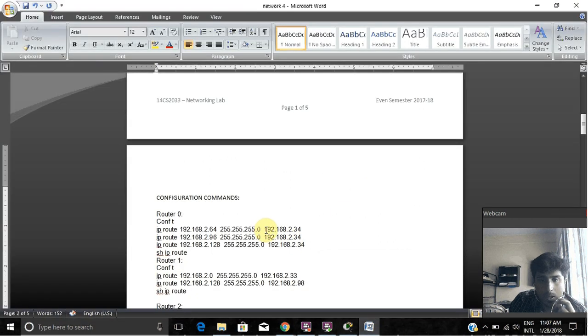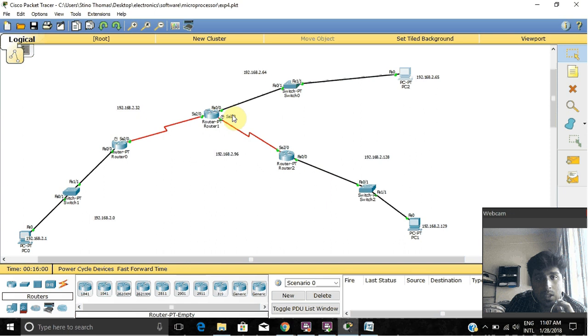via the router 192.168.2.34. You see where 34 is. Here you could see that, yeah, here is 34. So through this router, this is the gateway to other networks. Through this we want to connect to the network 2.64. So through this command, that connection is established directly.